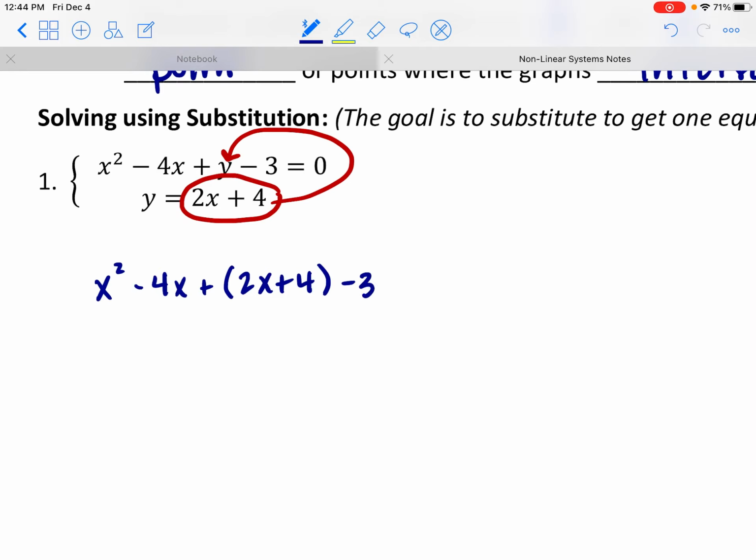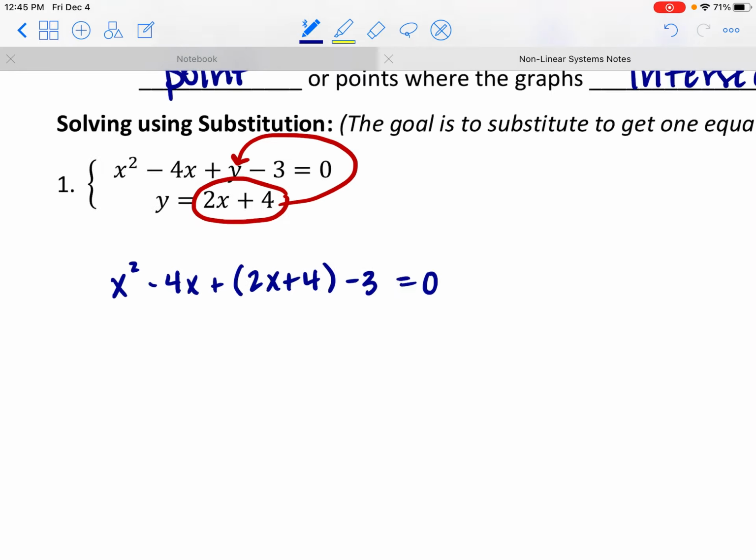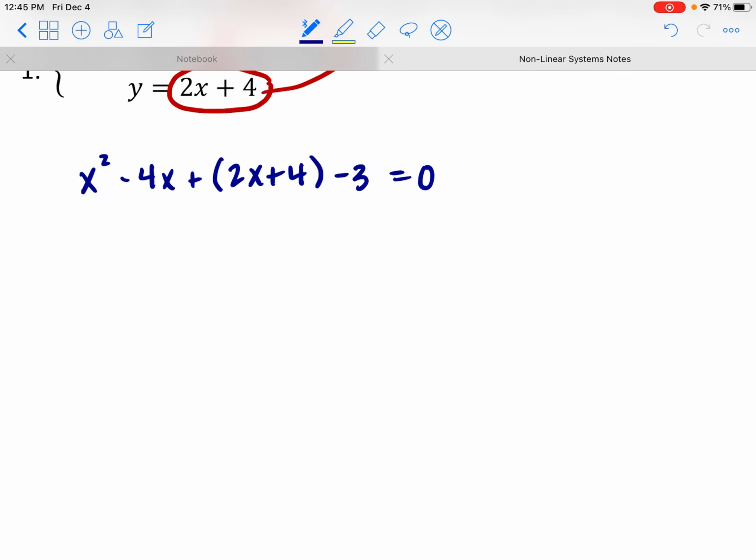And then I still have a minus 3 and an equals 0. And this equation we should be able to solve. So let's clean it up a little bit. X squared minus 4x, the parentheses, I use them because it's good practice, but distributing a 1 here is not going to change the 2x or the 4. So I'm just going to bring those terms down, and then let me combine like terms.